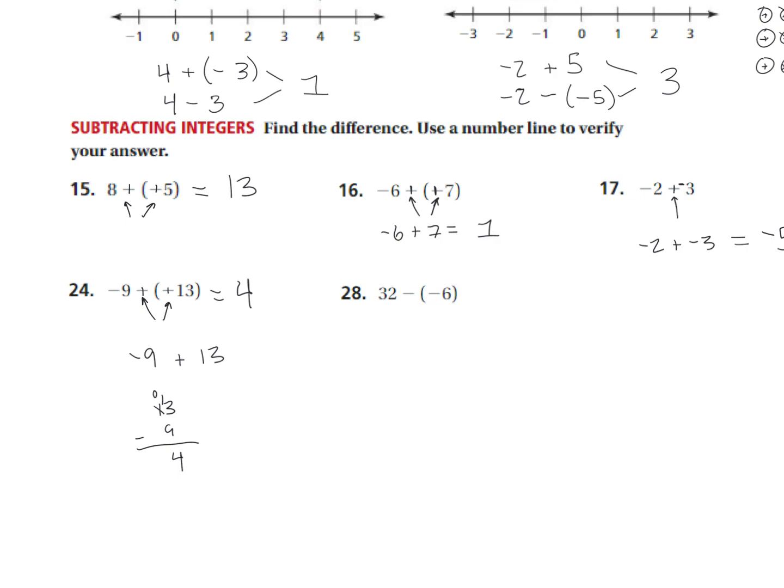Lastly, for 28, I see a subtract negative, so we're going to add positive. 32 plus positive 6 ends up being 38.